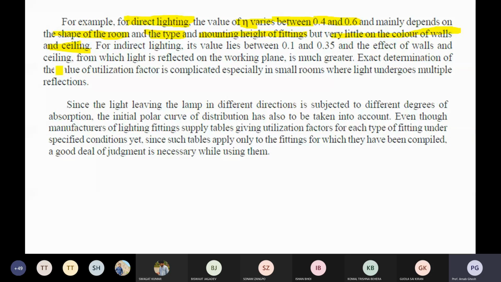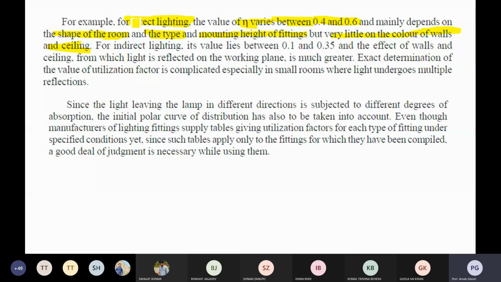For indirect lighting, what happens? In indirect lighting, the theta value is between 0.1 and 0.35, so the efficiency is less. 0.4 to 0.6 means more or less 40% to 60%, but 0.1 to 0.35 means 10% to 35% for indirect lighting.